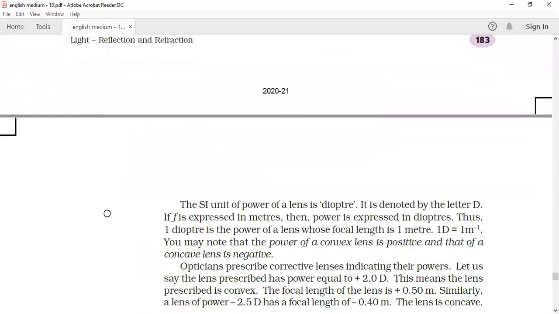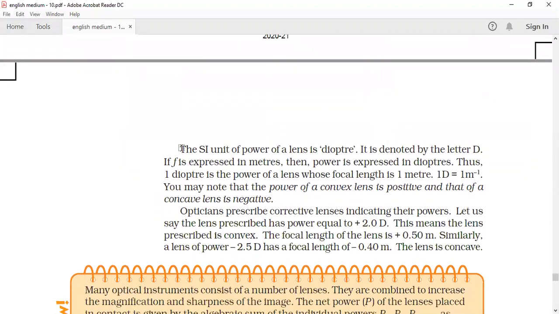Now the unit, which is very important in the exam. The SI unit of power of a lens is the dioptre. Dioptre is the unit, denoted by the capital letter D. If f is expressed in meters, then the power is expressed in dioptres. Thus, one dioptre is the power of a lens whose focal length is 1 meter, meaning 1 dioptre is equal to 1 meter inverse.